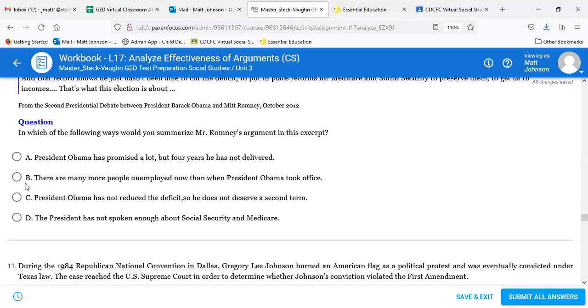A, Obama has promised a lot, but 4 years he has not delivered. B, there are many more people unemployed now than when President Obama took office. C, President Obama has not reduced the deflects the okay, President Obama has not Deficit. reduced the deficit, so he does not deserve a second term. D, the president has not spoken enough about Social Security and Medicare.